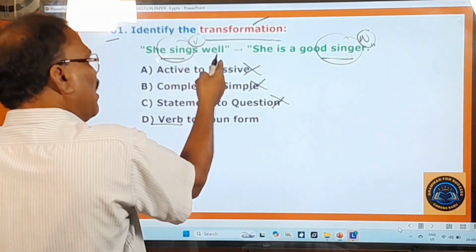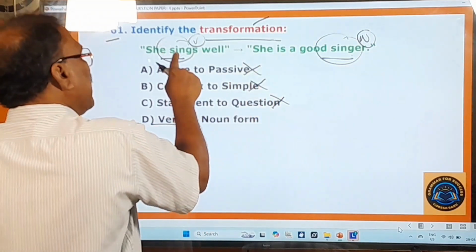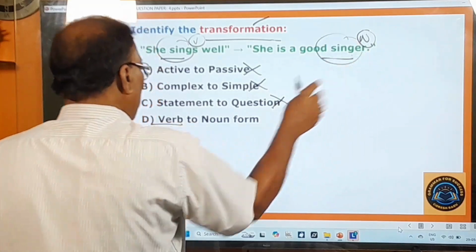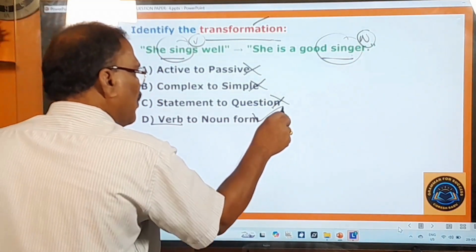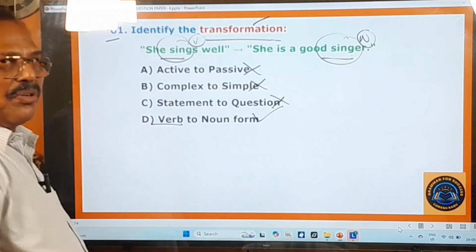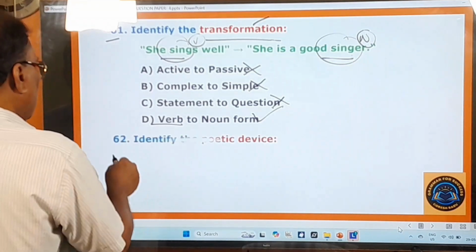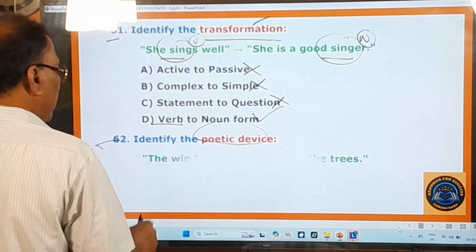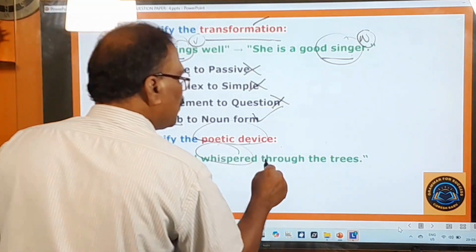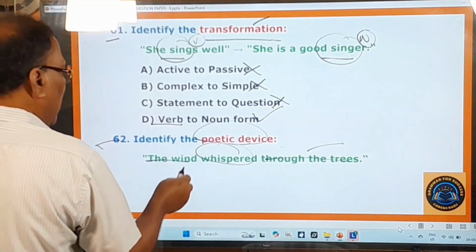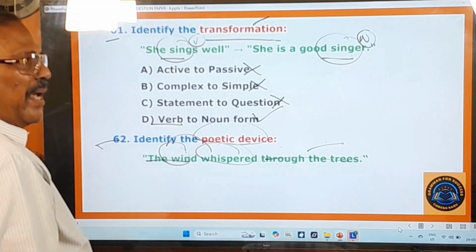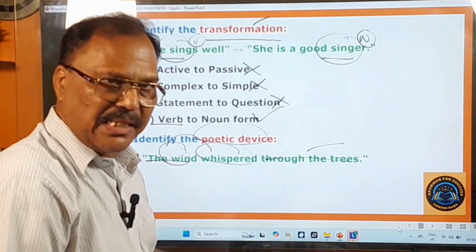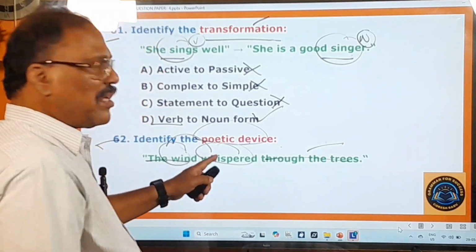She sings well. She is a good singer. So from sing, which is a verb, a noun is formed, that is a singer. So verb to noun form. This is your right option. Now you move on to the next question. 62nd question. Identify the poetic device. What is that poetic device? The wind whispered through the trees. Okay, and here the wind is whispering just like a human being, and therefore this wind is given the human characteristic. Therefore this is called personification.